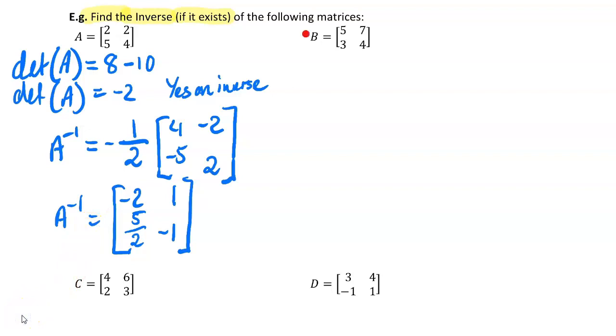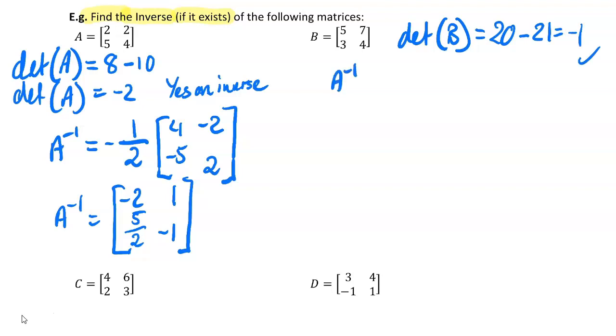Okay, so now we look at matrix B. So first off, what's the determinant of B to figure out whether or not we have an inverse? So look at the diagonal. 5 times 4 is 20. Take away 7 times 3, which is 21. So that's -1. So yes, there is an inverse.